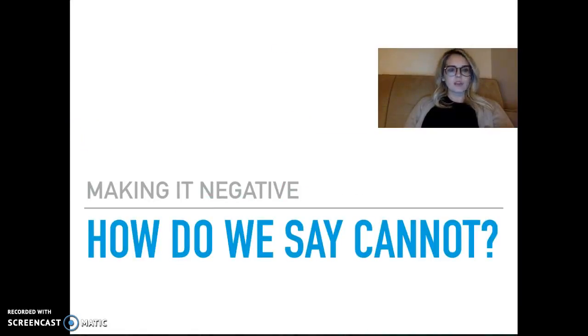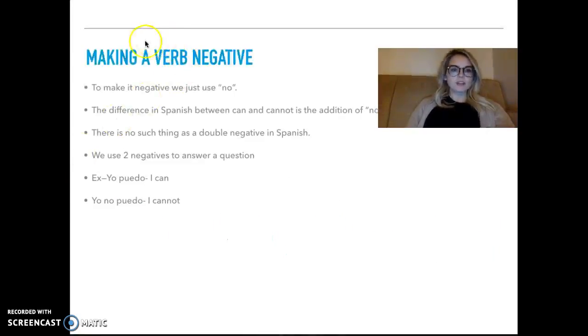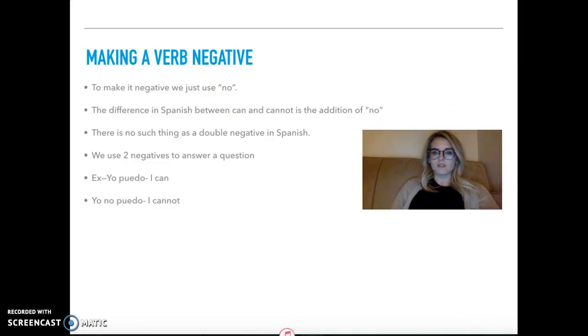Okay, so if poder is how we say that we are able to do things, how do we make it negative? How do we then say that we cannot do something? In Spanish, to make a verb negative, all we need to do is use the word no. The difference in Spanish between can and cannot is the addition of no. There is no such thing in Spanish as a double negative, where you cannot in English say, I can't not. In Spanish, you can, you do. That's how you make sure that it goes from the positive form to the negative form of the verb.